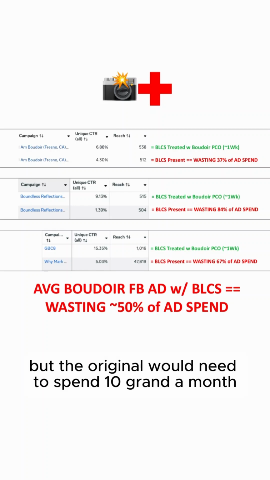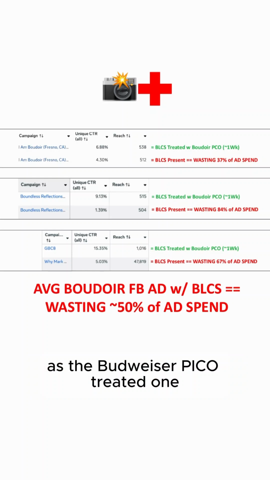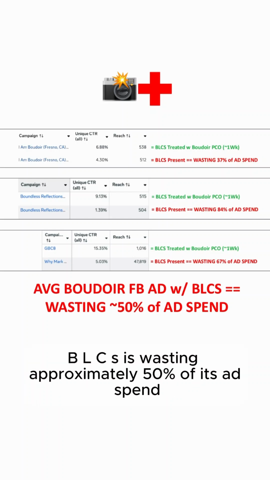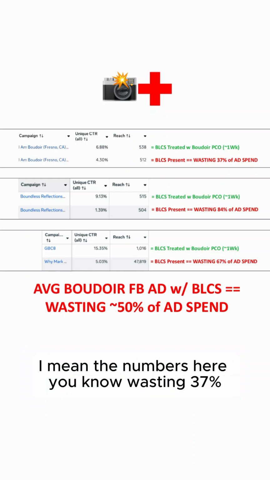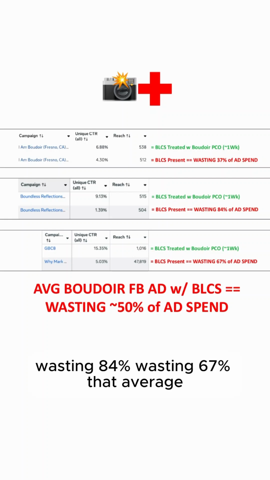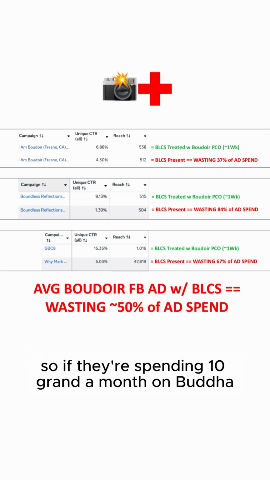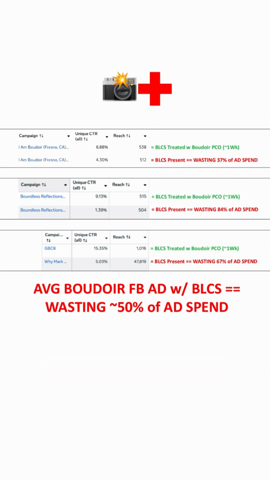But the original would need to spend 10 grand a month, literally like 3 times the amount as the Boudoir Pico treated one. So the average, we can see here the average Boudoir Facebook ad with BLCS is wasting approximately 50% of its ad spend. The numbers here, wasting 37%, wasting 84%, wasting 67%. That average is probably somewhere between 50 to 60%. So if they're spending 10 grand a month on Boudoir Facebook ads, on average, 5 grand every month is being wasted, thrown down the drain.